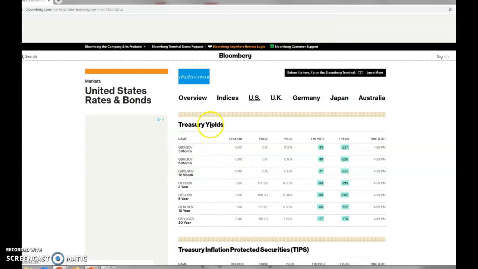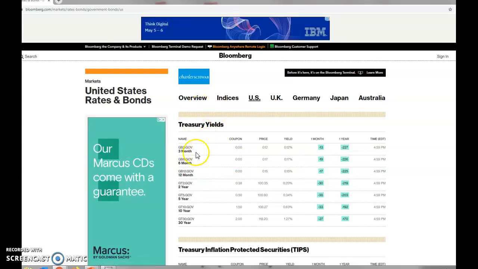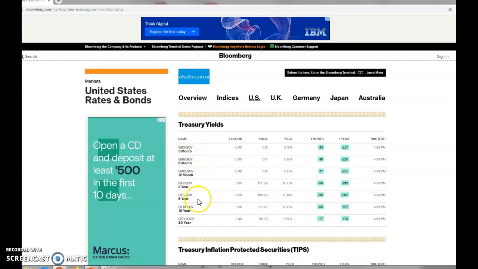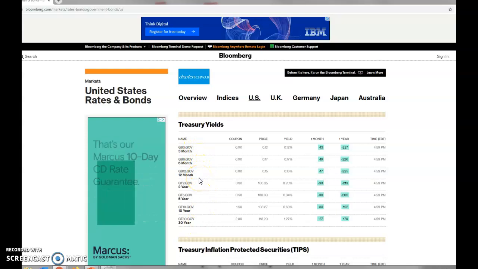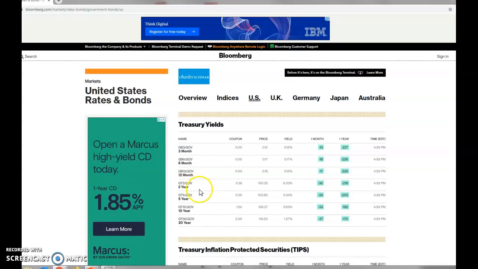Notice here we have government treasury yields: 3-month maturity, 6, 12, 2-year, 5-year, 10-year, and 30-year. By the way, when we have maturities for treasuries that are up to a year, we call them treasury bills. When we have maturities of 2, 5, or 10 years, we call them treasury notes. And when we have treasuries that have a maturity of 30 years, we call it a treasury bond. Just terminology. So the federal government issues bills, notes, and bonds.